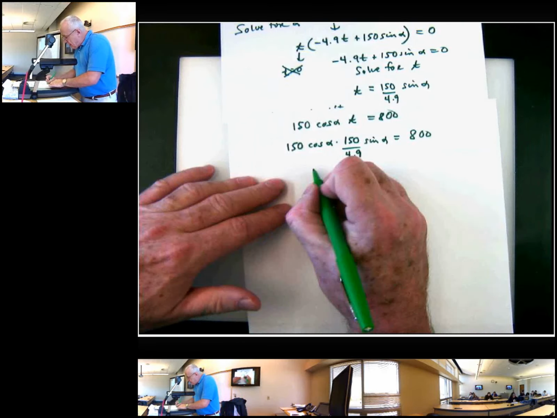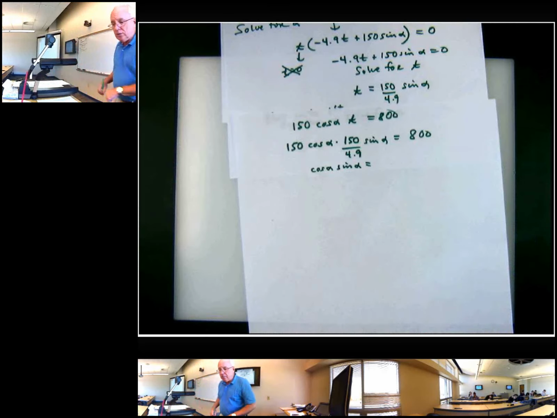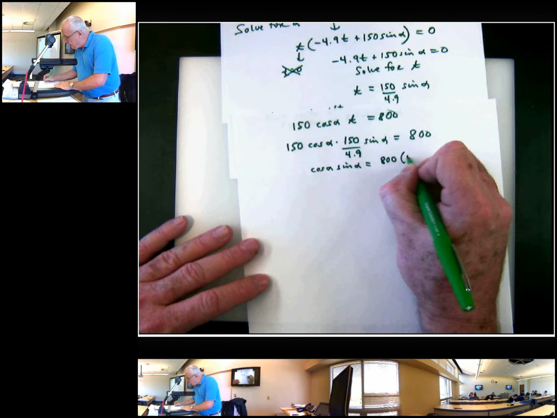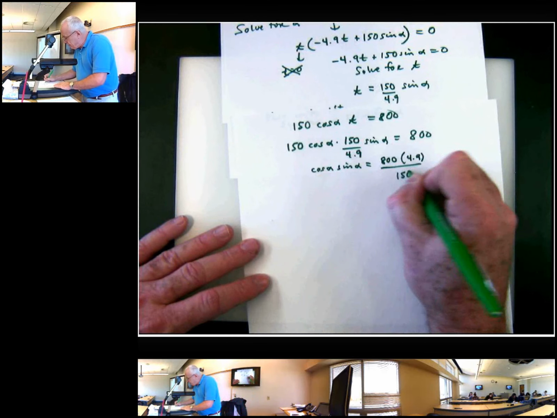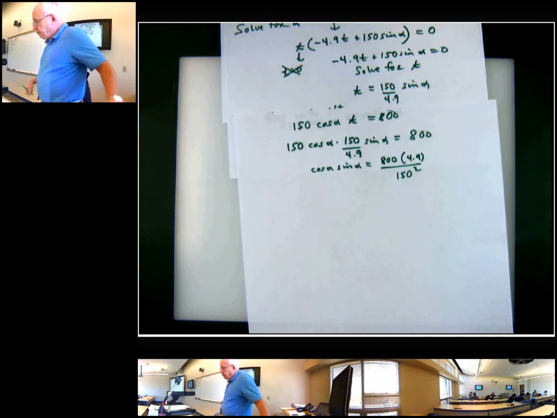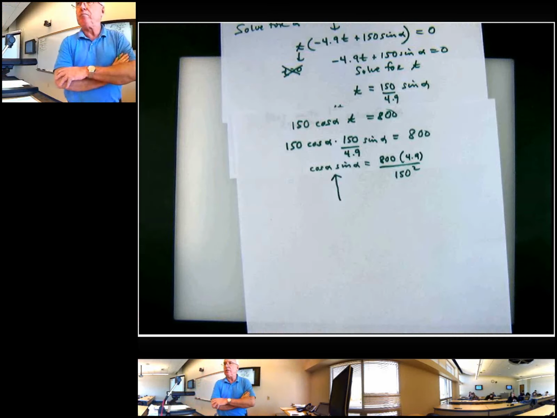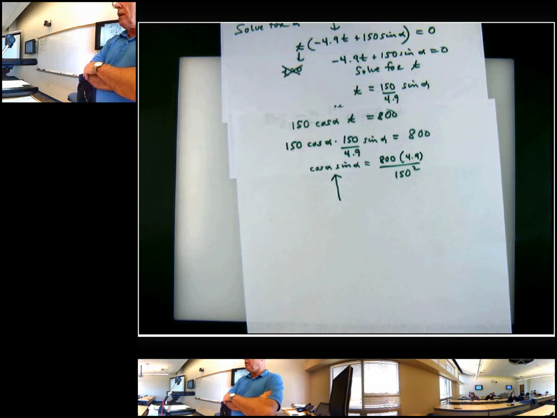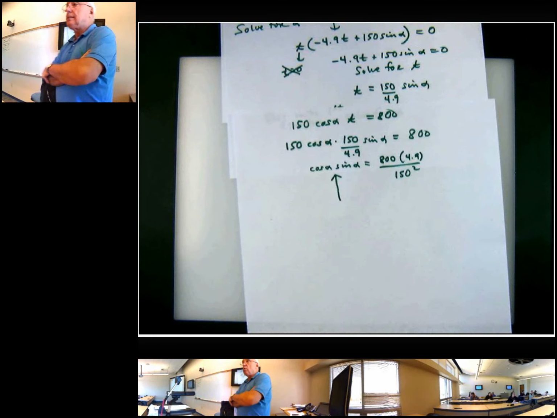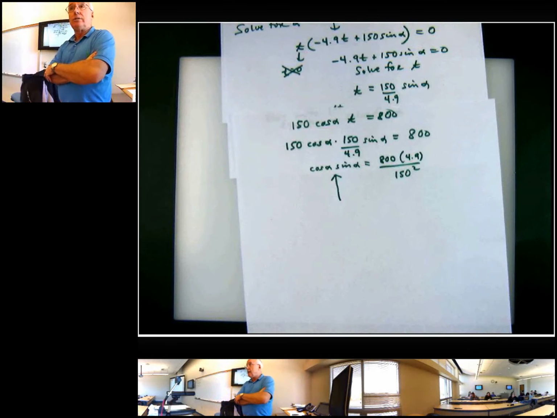So let's just isolate on the left side cosine of alpha, sine of alpha, and get all the numbers over on the other side. So that'll be 800 times 4.9 divided by 150 squared on the right side. Now, this thing right here on the left, there's a nice trig formula that I can use. What double angle formula involves the sine times the cosine?